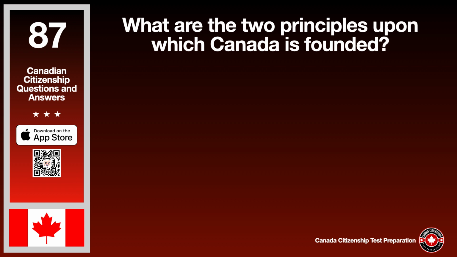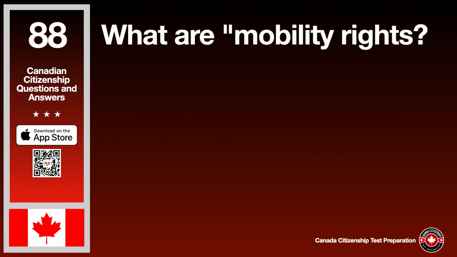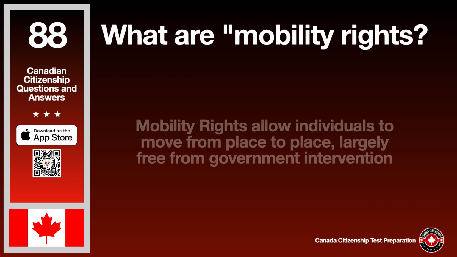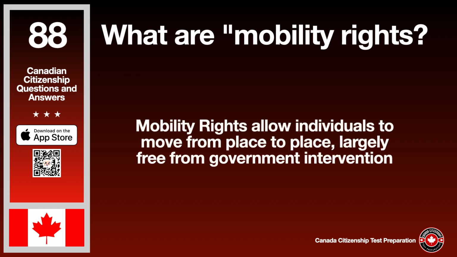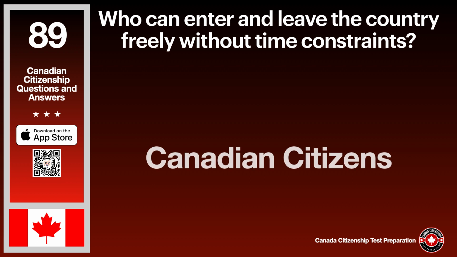What are the 2 principles upon which Canada is founded? The answer is the supremacy of God and the rule of law. What are mobility rights? The answer is mobility rights allow individuals to move from place to place, largely free from government intervention. Who can enter and leave the country freely without time constraints? The answer is Canadian citizens.